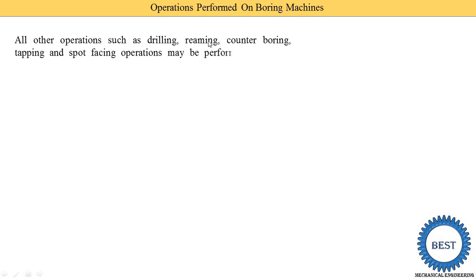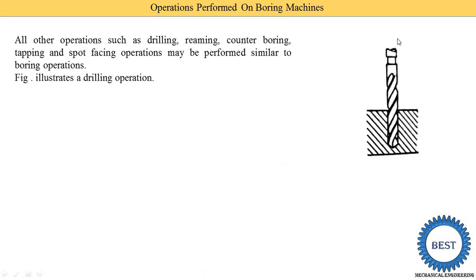Now the other operations such as drilling, reaming, counter boring, tapping and spot facing may be performed similar to the boring operations. This figure is seen here. In these boring machines, we are also able to perform drilling, reaming, counter boring, spot facing and counter sinking operations. A number of operations are performed by using different tools.